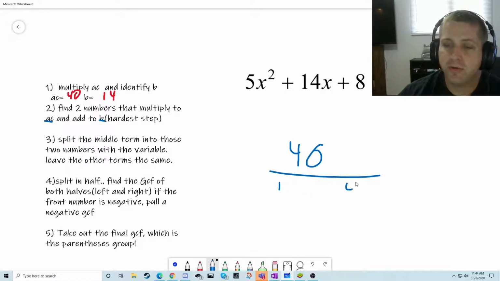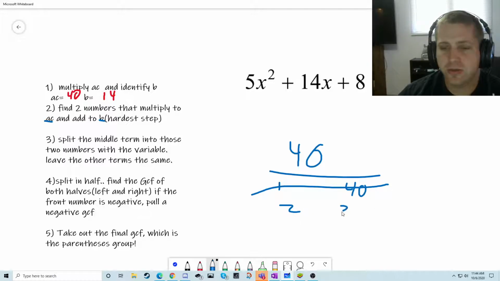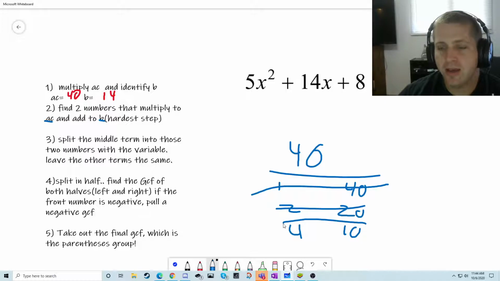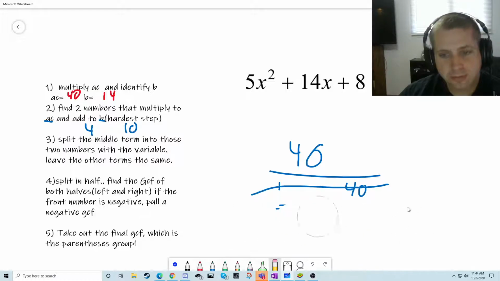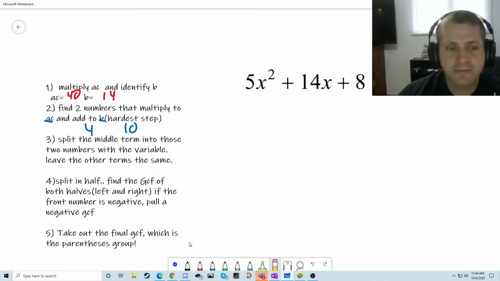We can list the things that multiply to 40. I mean 1 and 40, but that doesn't add to 14, so no. 2 and 20 also doesn't add to 14, no. 3 doesn't work. 4 and 10. Hey, that adds to 14. I found it, 4 and 10. Those are my 2 numbers. Not bad. I would take a picture of this side with your phone so you get it.